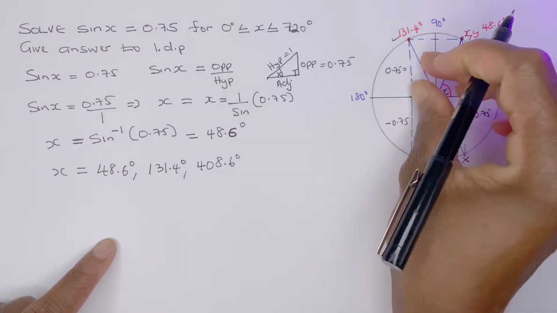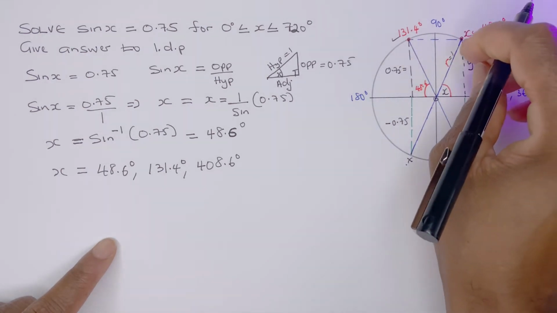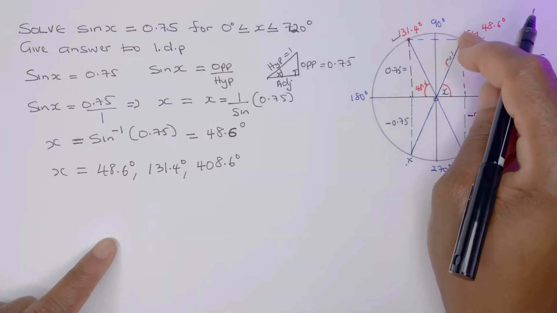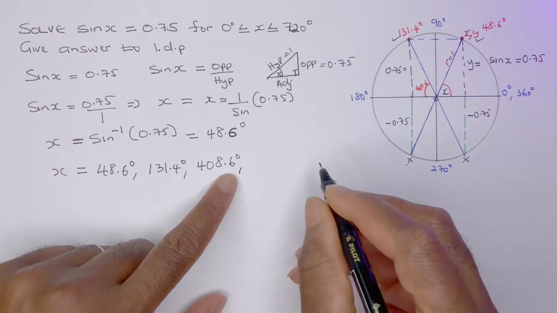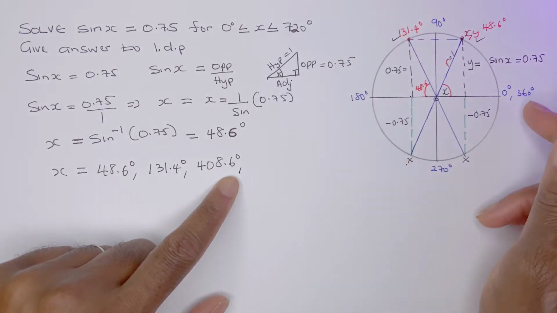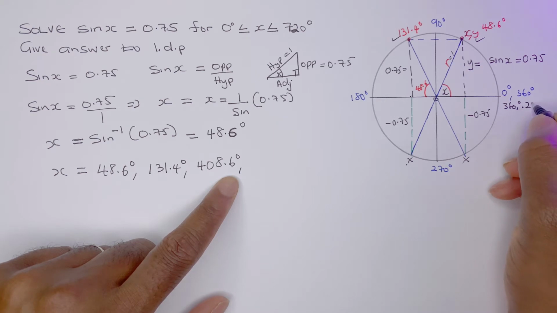So that's 48.6 here, 180 there, another 48.6. We add it on to there to get back to there. So that's 408.6 degrees. And then I need to find the second one here, because I need to go around twice, right? Because I need to go from 360 degrees to 720 degrees.